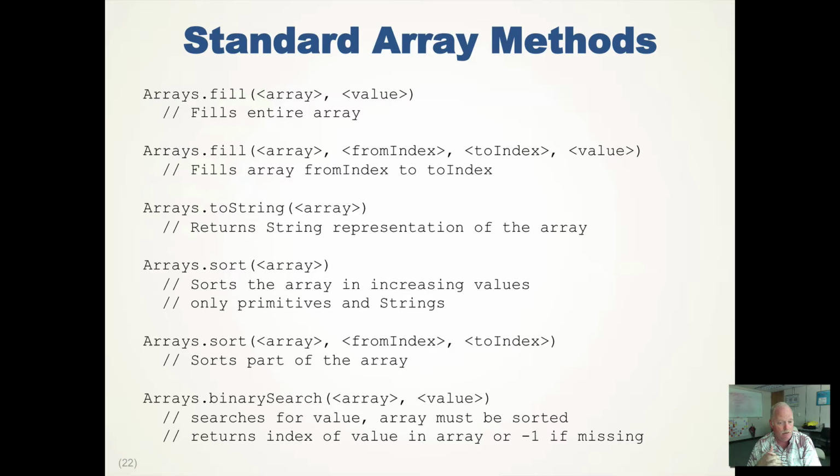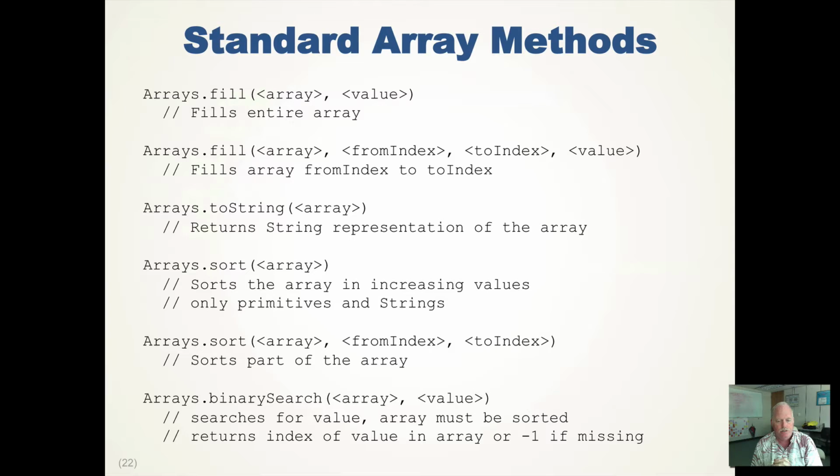We can sort an array, and it sorts the array into increasing values, so we have the smallest at position 0 and the largest at position size minus 1, or length minus 1. Unfortunately, sort only works on primitive types and strings because Java knows how to order primitive types and strings. Of course, it makes no sense to sort Boolean primitives, so it doesn't work with Boolean primitives. Again, we can sort the array, but we can say we want to sort from, to.